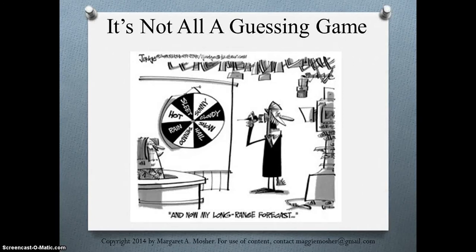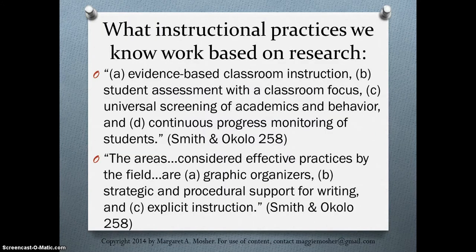What do I mean by that? We actually do have some research to help guide us in our selection of technology as intervention. So what do we know? We do know, based on research, that evidence-based classroom instruction, student assessments with a classroom focus, universal screening of academics and behavior, and continuous progress monitoring of students all together make instructional practices effective. So all of those 4 things are needed to make effective instructional practices.